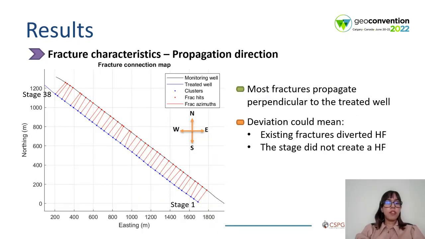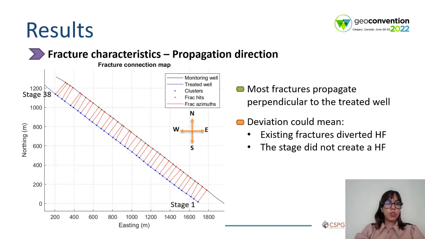This is the final fracture connection map with original well geometry. The blue line is the treated well. The blue dots on it are the clusters for every stage. The black line is the monitoring well with the fiber. The red dots on it are the fracture hits, and the red lines are the fracture azimuths.